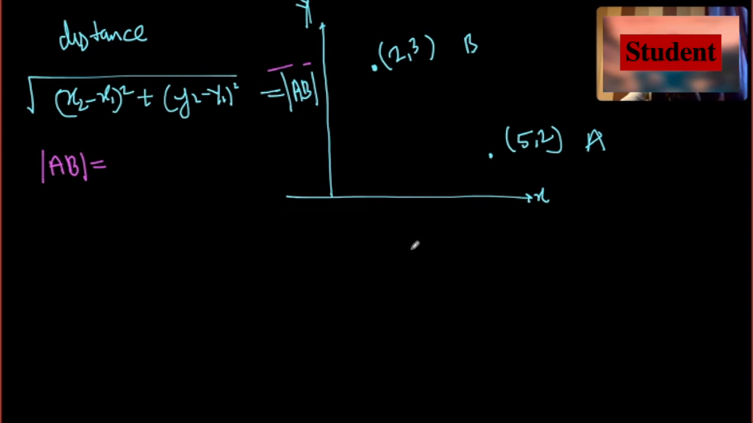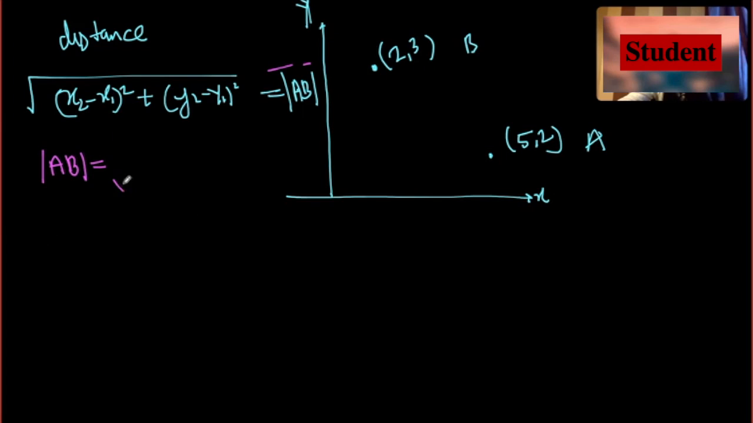I don't know if I did this wrong, but I got root 8, which then is 2 root 2. Okay, so you got how much? Root 8? Okay, see.